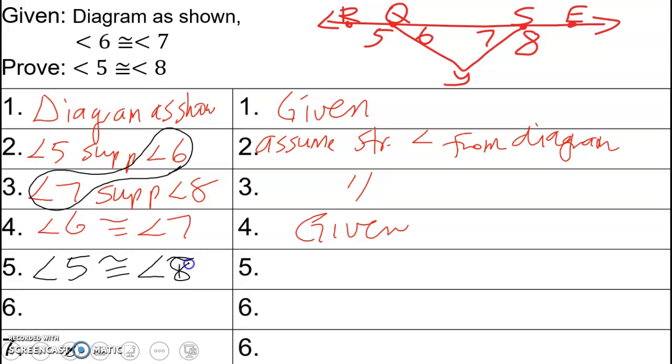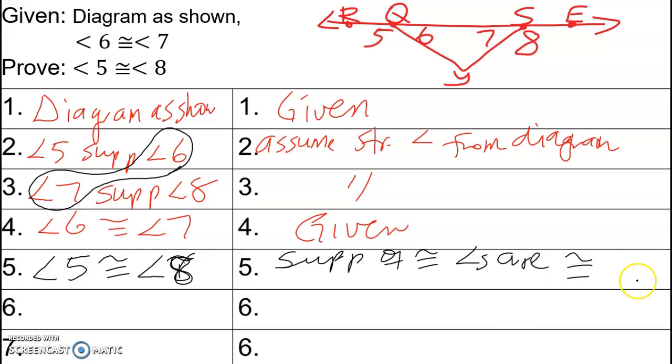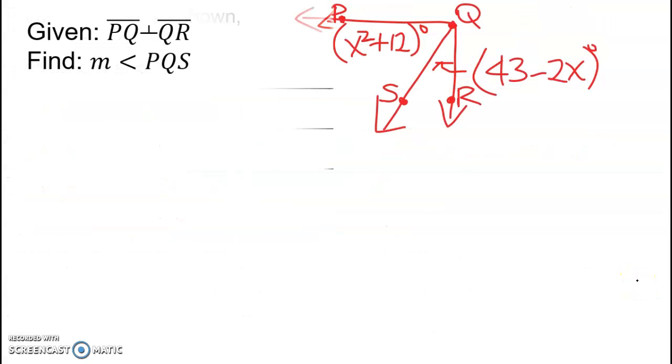And what's our reason again? Supplements of congruent angles are congruent. Okay? But you've got to memorize those theorems. Once you memorize them, it makes proofs very easy and short and sweet. All right, so let's solve problems.